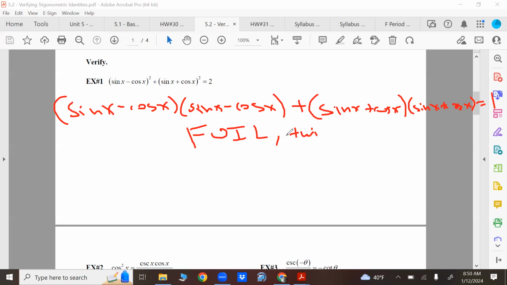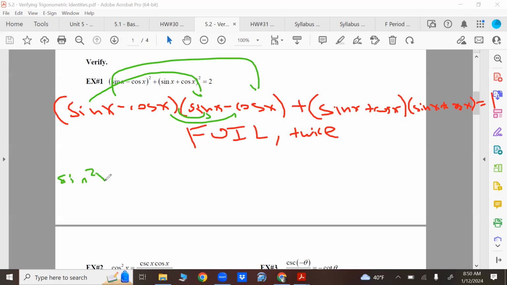FOIL twice. So first, outside, inside, last. So you should get sine squared x. And I'm just going to skip a step. And remember, when a trig function is multiplied by itself, we write sine squared x or cosine squared x. It means it's being multiplied by itself.